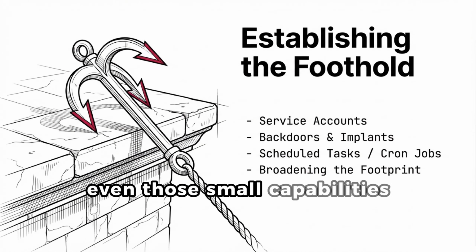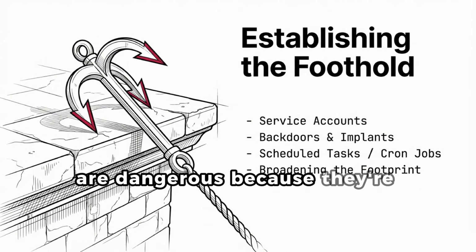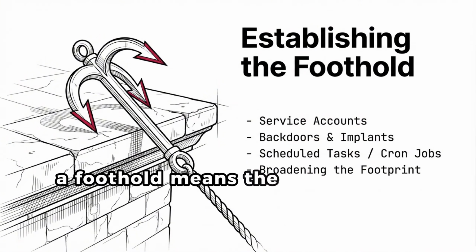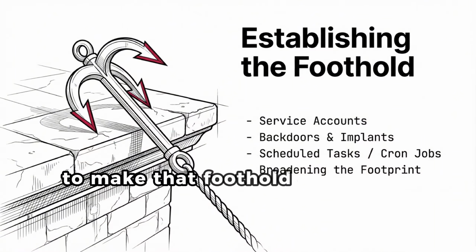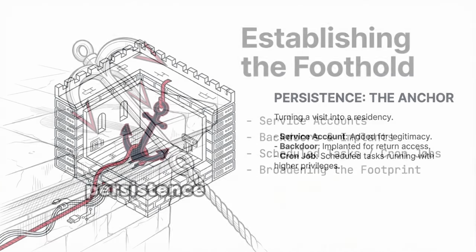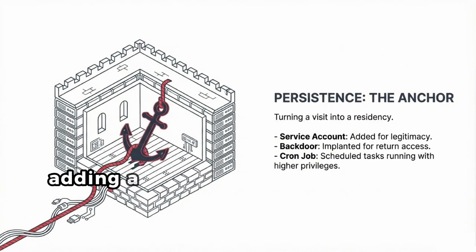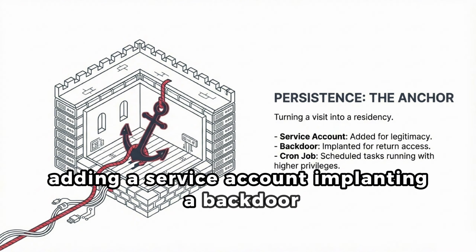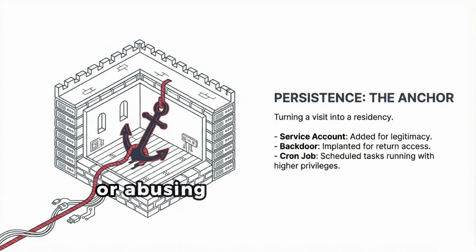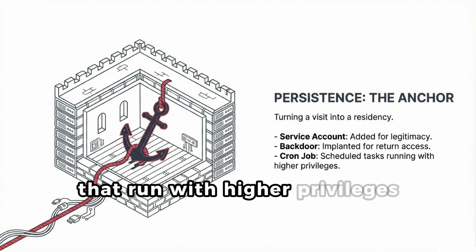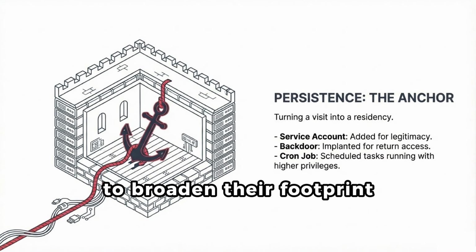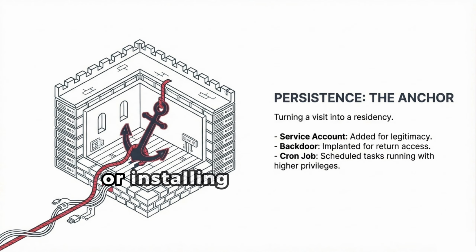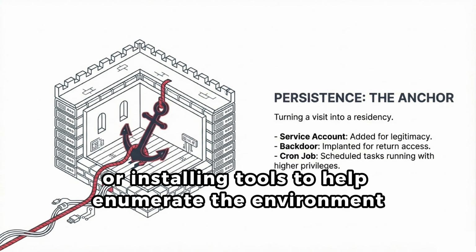Even those small capabilities are dangerous because they're footholds. A foothold means the attacker has code execution or access within one trust zone. They then work to persist, to make that foothold durable so they can return. Persistence mechanisms vary: adding a service account, implanting a backdoor, creating cron jobs, or abusing scheduled tasks that run with higher privileges. Persistence is also where attackers often look to broaden their footprint, configuring additional access or installing tools to help enumerate the environment from the inside.